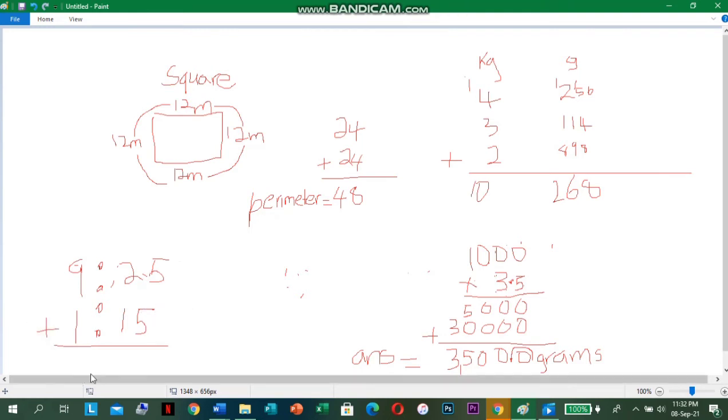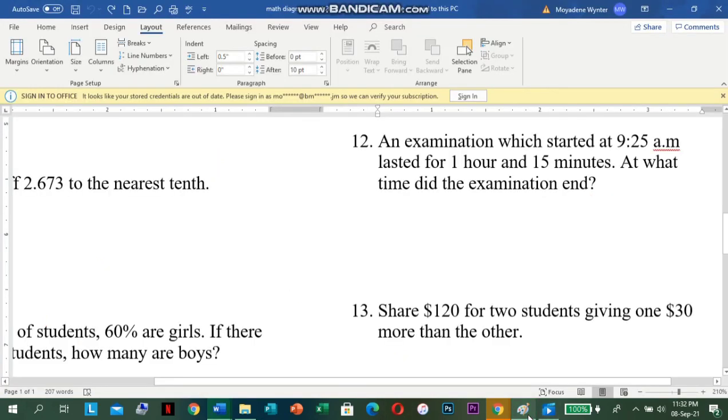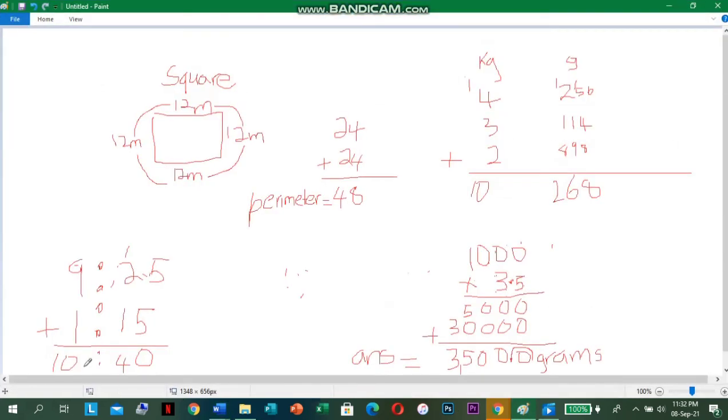5 plus 5 is what? 10. Put down our 0, carry the 1. 1 plus 2 is 3, plus 1 is 4. 1 plus 9 is 10. So what does the question say again? At what time did the examination end? So the examination ended at 10:40 a.m.